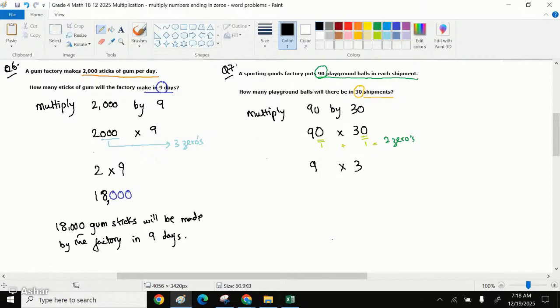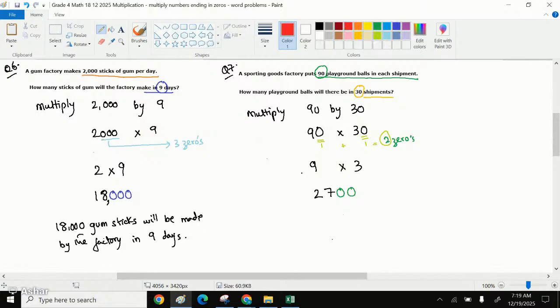Okay, so we have 9 multiplied by 3. 9 times 1 is 9. 9 times 2 is 18. 9 times 3 is 27. That means 9 multiplied by 3 is 27. And how many zeros were there? There were 2 zeros. So we simply add 2 zeros to it. Okay, so when we add 2 zeros to it, 9 multiplied by 3 was 27.